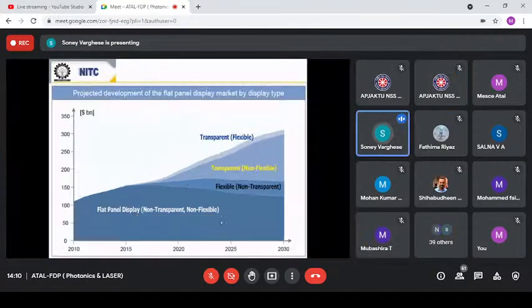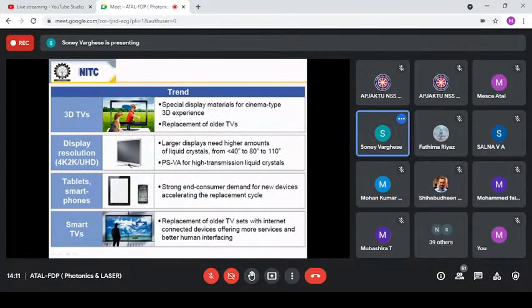Yeah, if you look at the flat panel market, the amount on the y-axis is in billions of dollars. We can see this is a huge market for flat panel displays, right? And if you look at different aspects, nowadays we have 3D televisions, 4K, 8K, 16K, different types of display devices introduced, right? Smart televisions are introduced nowadays. So there is a lot of integration and research going on in this area.